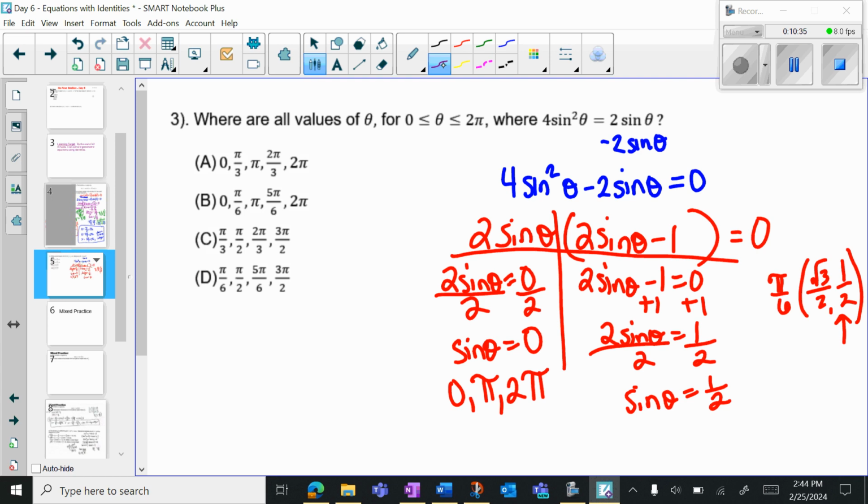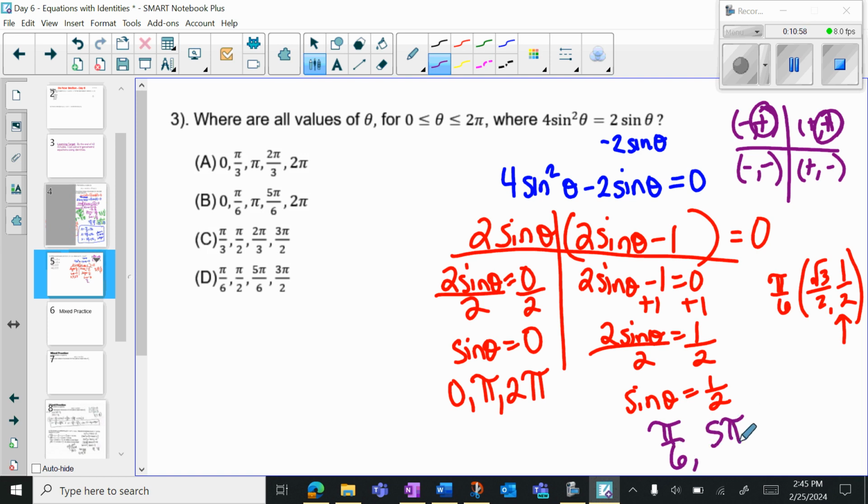Again, let's draw out my signs in each quadrant so I can figure out when sine is positive. So let's see. Sine is positive in the second quadrant and obviously in the first quadrant. So we know pi over 6 is one of them. Then the other angle has to be 5 pi over 6 in the second quadrant. So which one's my answer choice? It has to be B: 0, pi over 6, pi, 5 pi over 6, and 2 pi.